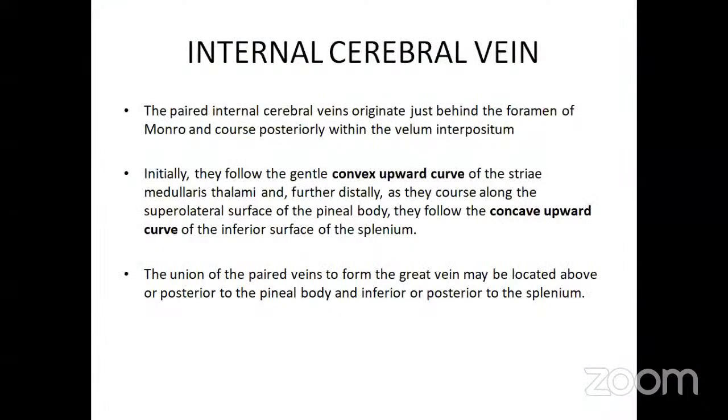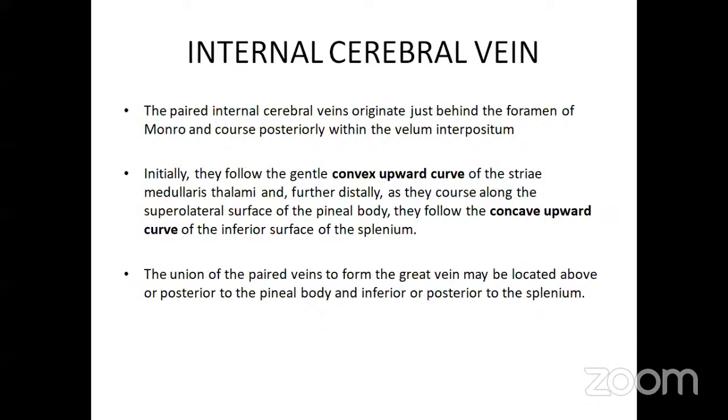Now discussing specifically the internal cerebral vein, the important vein in the ventricular group of veins. The paired internal cerebral veins originate just behind the foramen of Monro and course posteriorly within the velum interpositum. Initially, they follow a convex upward curve of the stria medullaris thalami, and distally, as they course along the superior lateral surface of the pineal gland's body, they follow a concave upward curve of the inferior surface of the splenium.